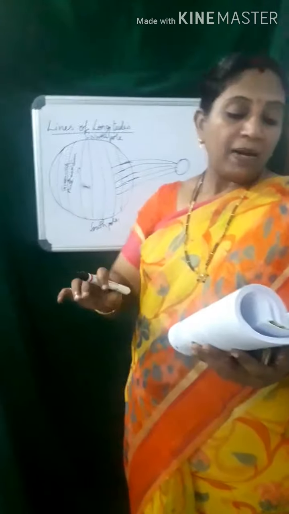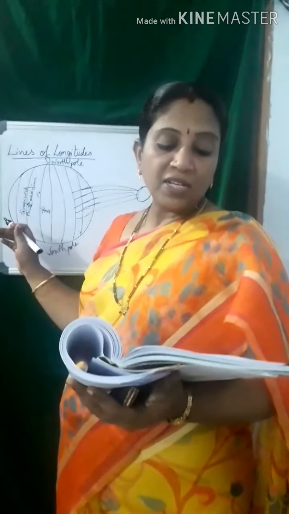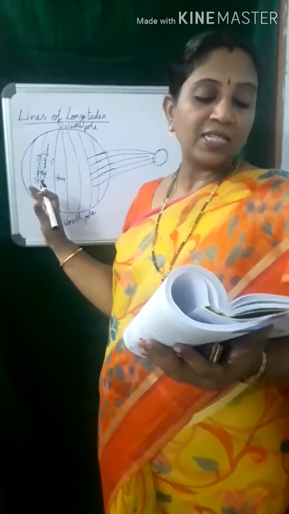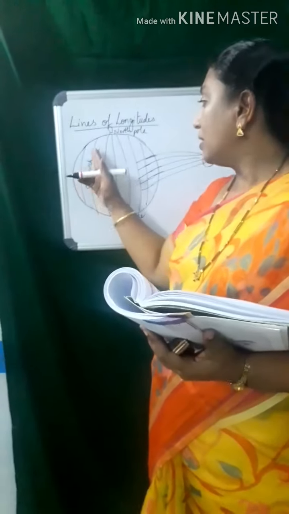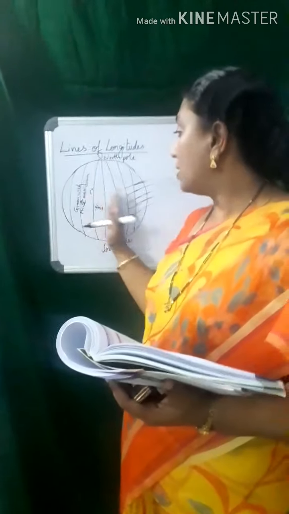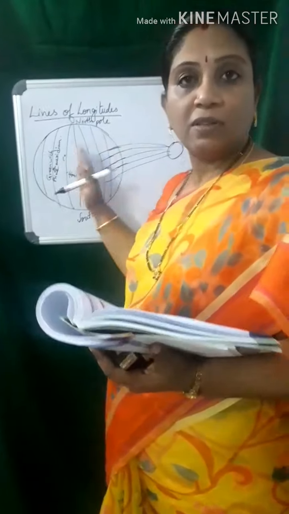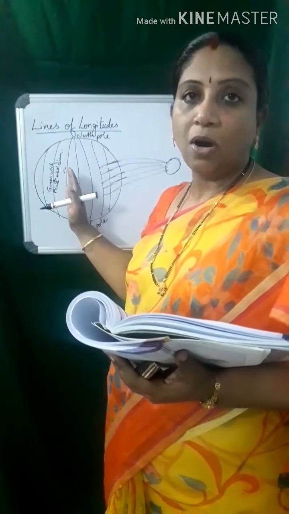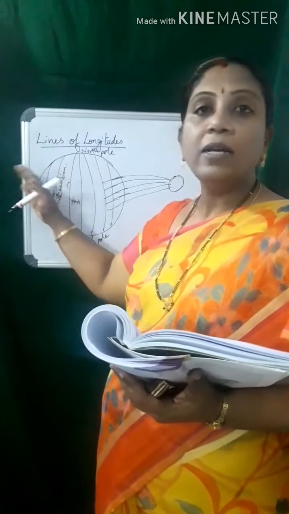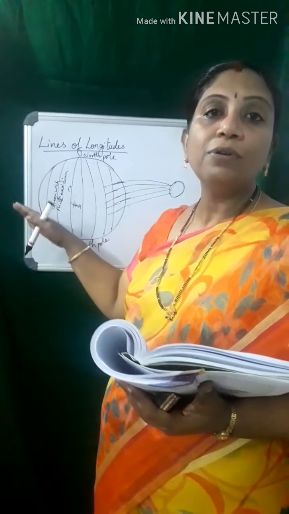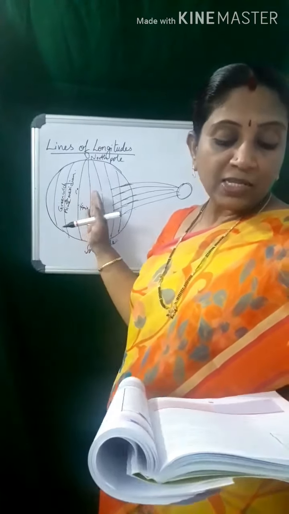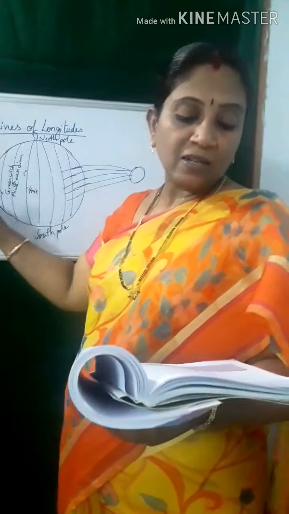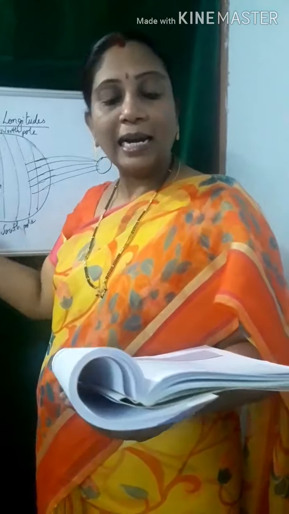This is because places east of Greenwich see the sun earlier, whereas places west of Greenwich see the sun later. This is the Greenwich. Towards the east, the sun rises earlier, so it faces the sun early in the morning. But here it takes time for the sun to reach. That's why the east sees the sun earlier, and places west of Greenwich see the sun later.